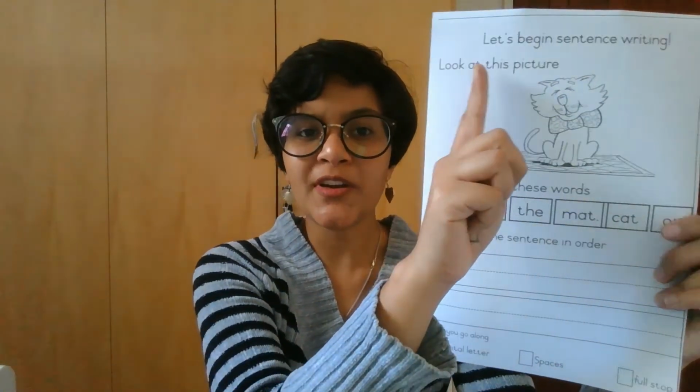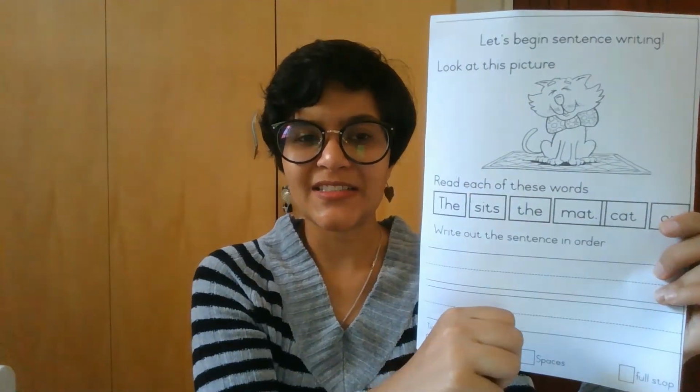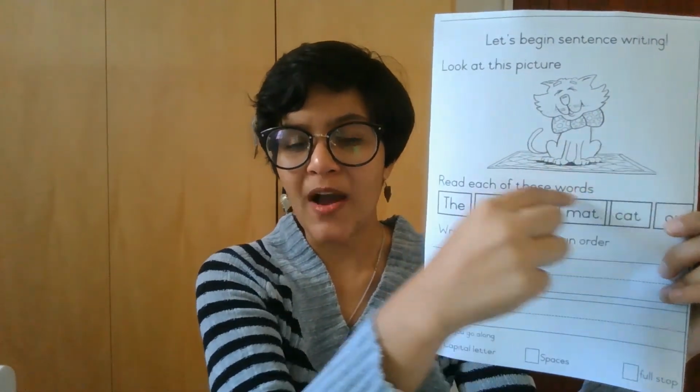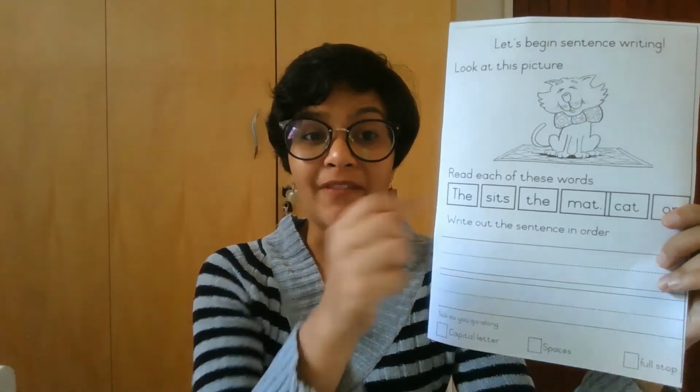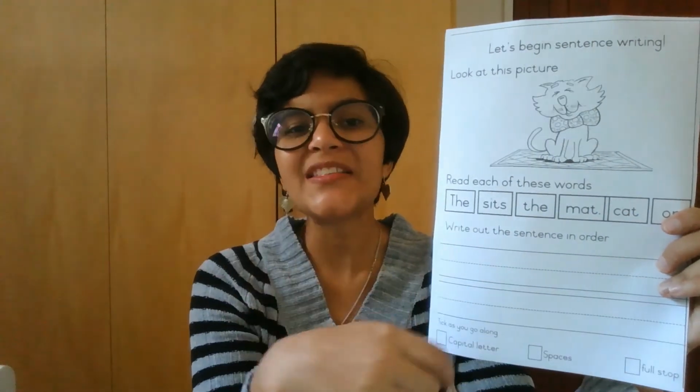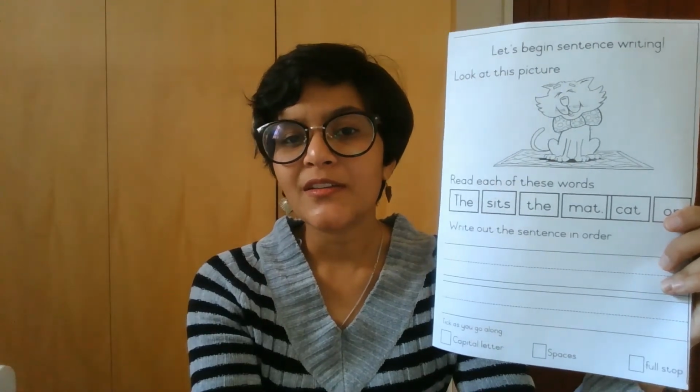Look at this sentence. So over here we have what? What is happening in this picture? We have a cat. Good. What is the cat doing? It's sitting on a mat. So let's think of a sentence that we can write, without looking at the rest of our worksheet. Let's think of a sentence that we can write about the cat.